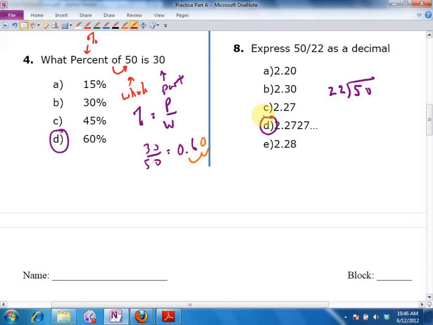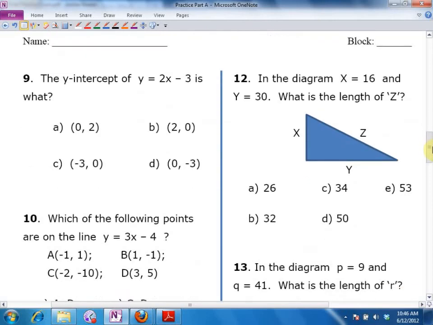So you need a calculator for this exam, so make sure you bring one, please. Don't depend on me supplying you one. I only have so many here. Next page.